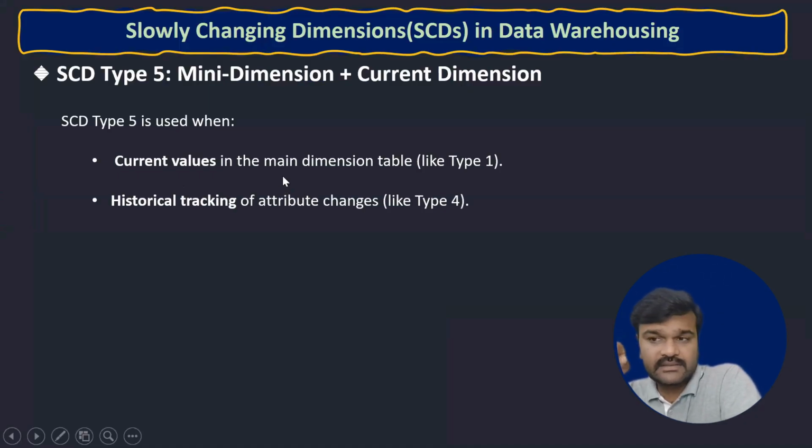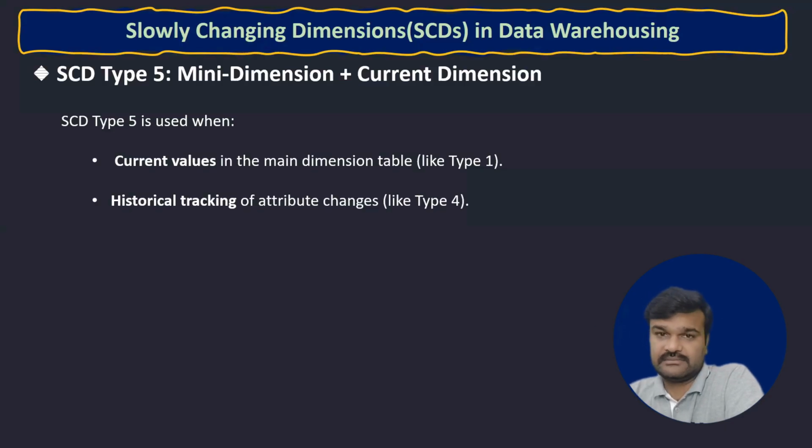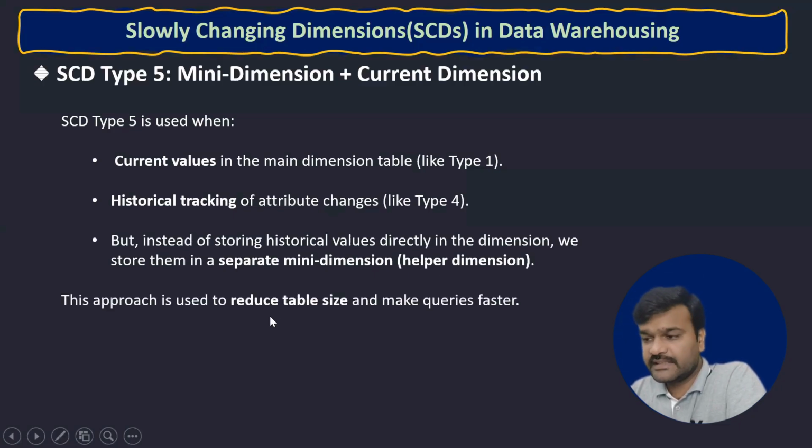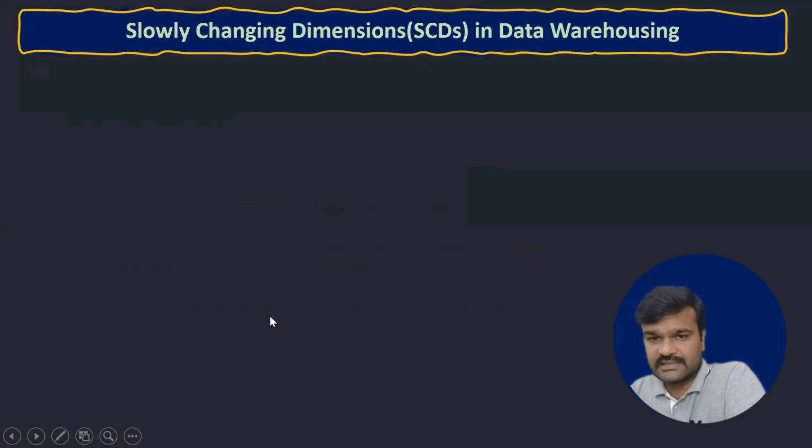The difference between type 4 and 5: in type 4, if you observe, every value you are capturing, but in type 5, we are not capturing every value. You decide which specific attributes need to have their history captured, and only for those you are going to capture. So instead of storing historical values in the main table, we are separating them into the mini dimension table. That is also going to reduce the size and we will get faster results.